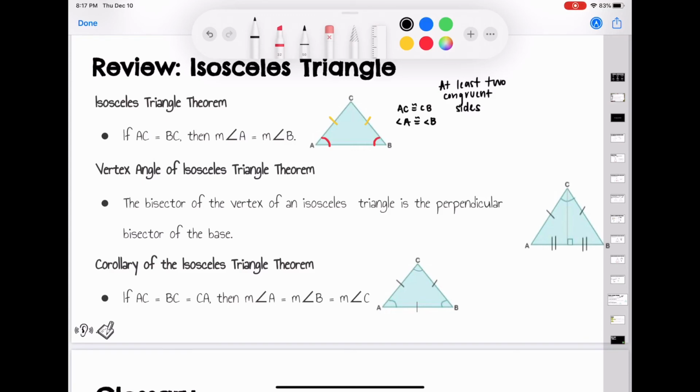Okay, then we also learned about the vertex angle of an isosceles triangle theorem, which told us that the bisector of the vertex, so the bisector cuts the vertex, in this instance angle C, into two congruent halves in our isosceles triangle, is perpendicular to the base. So what that basically means is that while it cuts that in half, it also cuts our base into two congruent halves.